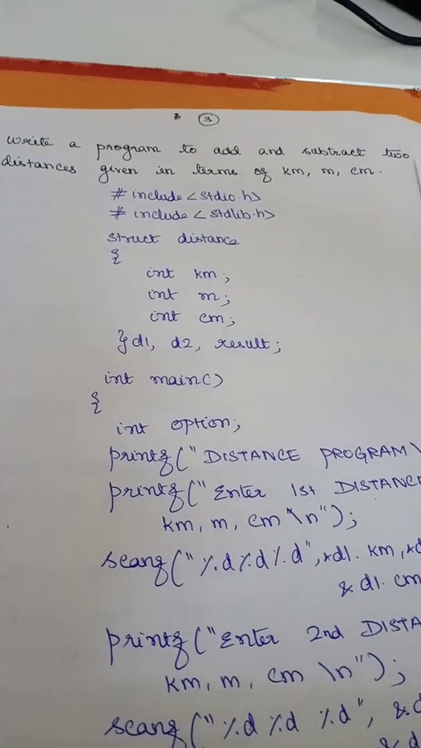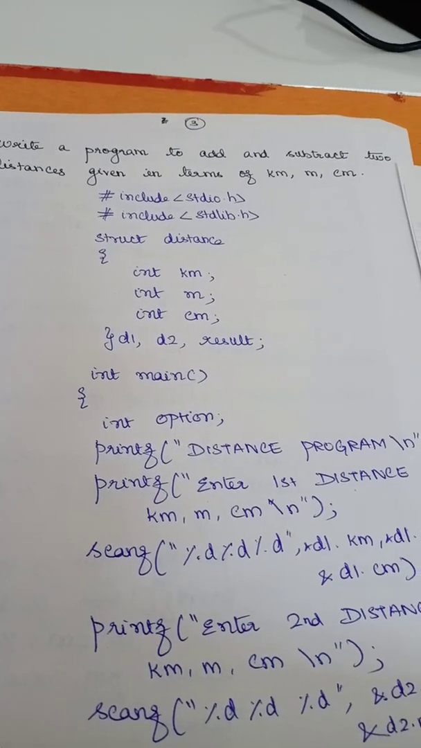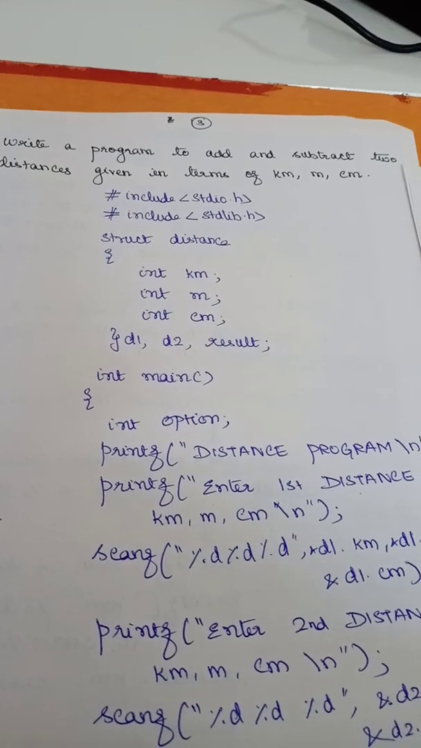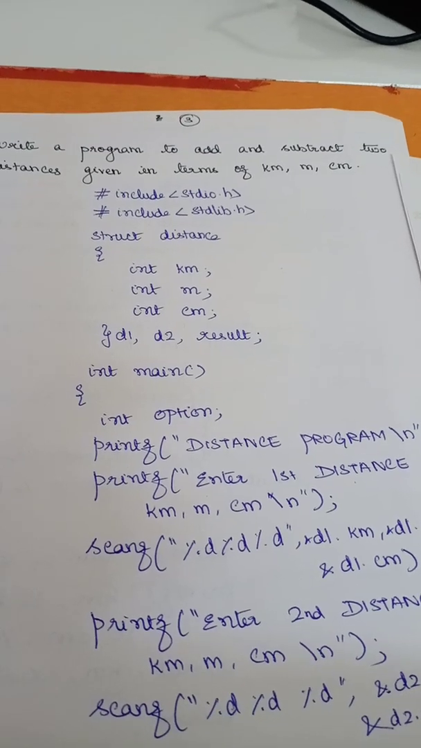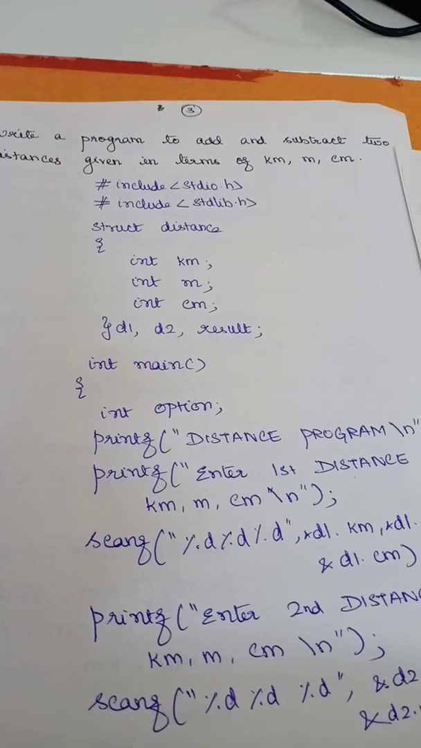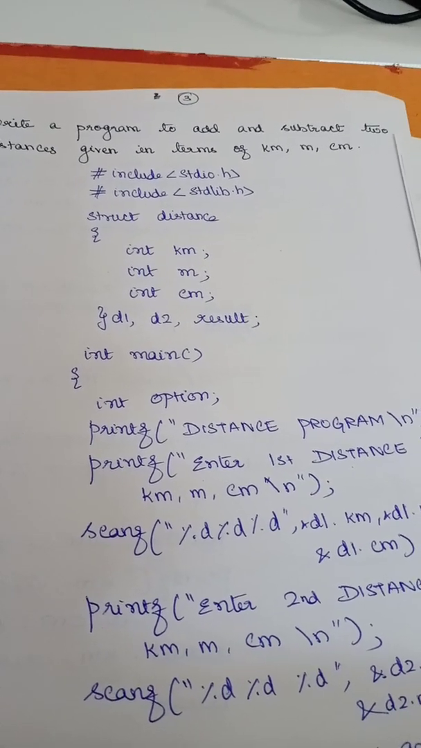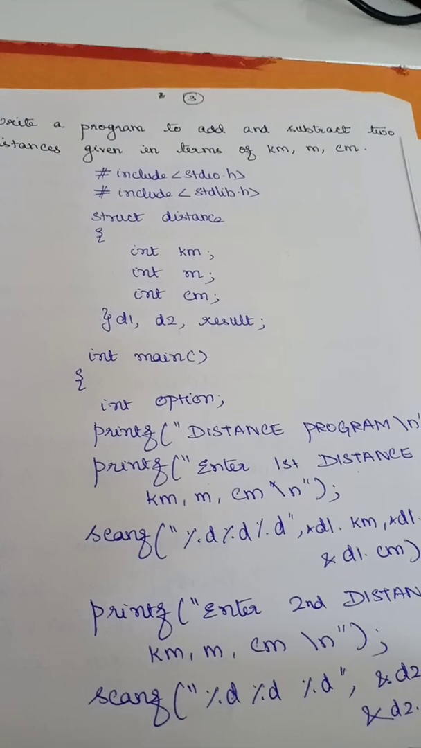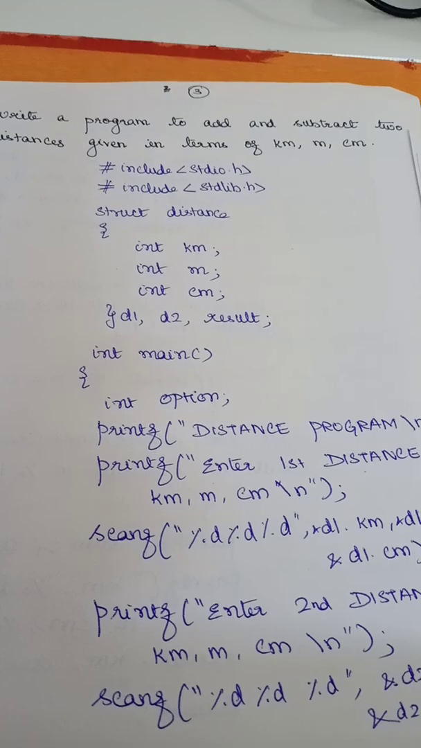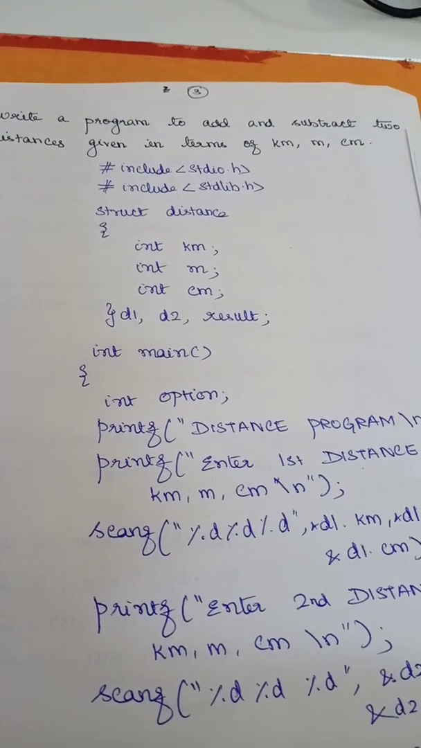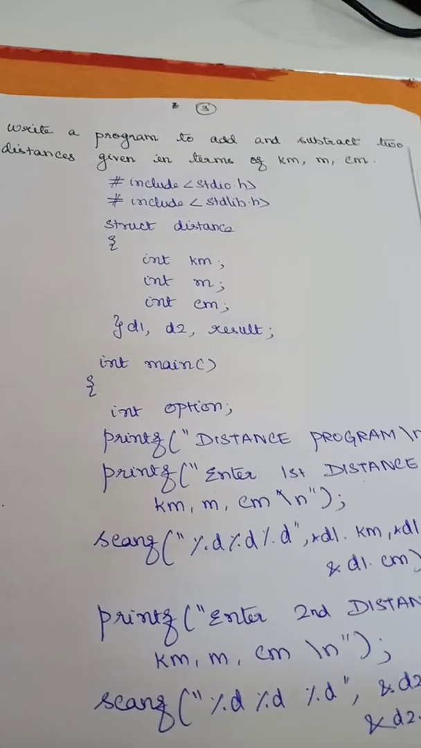Now the next program: write a program to add and subtract two distances given in terms of kilometer, meter and centimeter. See, we have already seen a similar program using distances of feet and inch, right? When the inch is greater than or equal to 12, 12 will be decremented from inch and 1 will be added to your feet. And now we'll see a program related to kilometer, meter and centimeter.